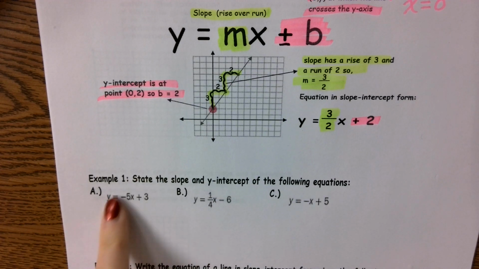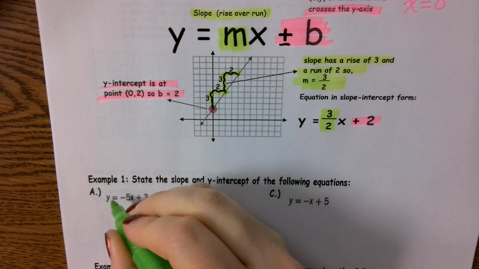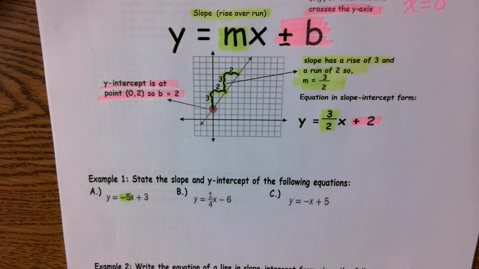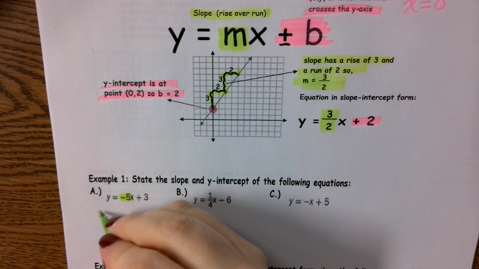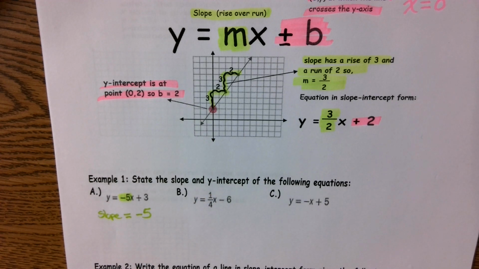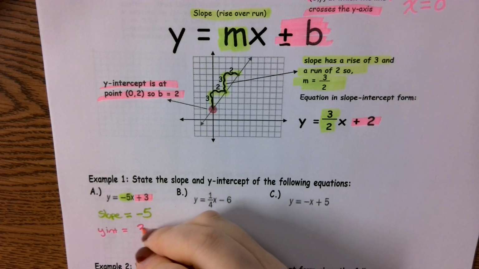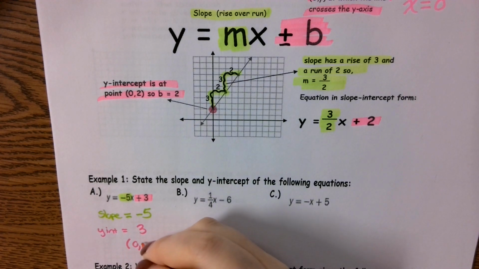So if we're looking at the very first problem, y is equal to negative 5x plus 3. Remember, the slope is the value that is attached, the coefficient to the x. So that means our slope is equal to negative 5. And then our y-intercept is whatever you are adding or subtracting in the problem. So in this case, we're adding 3. So my y-intercept is at 3, or otherwise known as 0, 3.